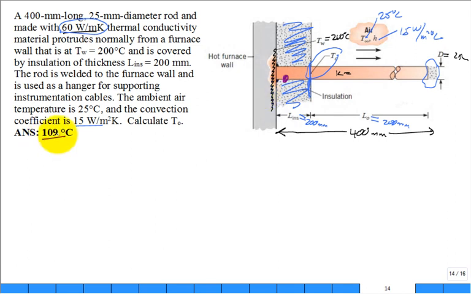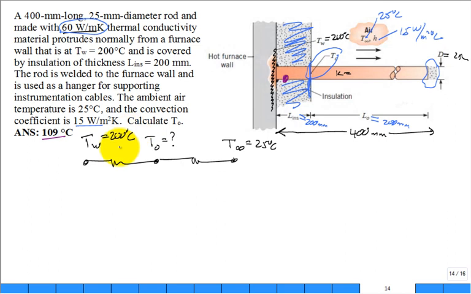The answer is 109 degrees C. How do we solve that problem? There's a lot to organize in this problem. So I would organize my thoughts using what I'm just sketching right there. What does that look like? And this is TW. That's my unknown temperature I want to calculate. And this is T infinity, which is 25 degrees C. This is 200 degrees C. What did I just start to sketch? A thermal network. And we have resistors.